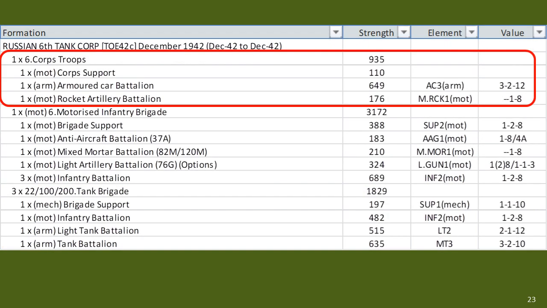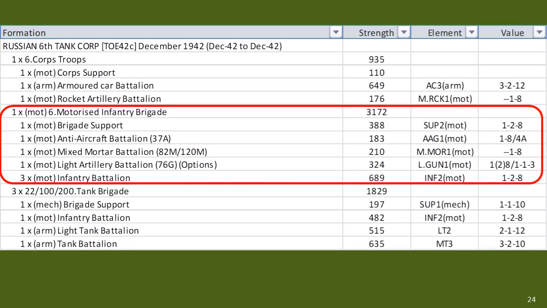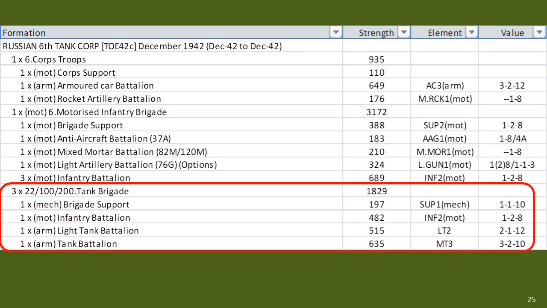By December 1942, the support formations, in this case of the 6th Tank Corps, now included a rocket artillery battalion. This at least provided some indirect fire capacity for the Corps. The motorised infantry brigades remained much the same. However, each of the battalions were beefed up with additional supporting formations. The same could be said for the 3 tank brigades. The structure remained the same, but additional brigade support assets were being provided, which increased the brigade's combat strength overall, and also increased the tank brigade's flexibility.